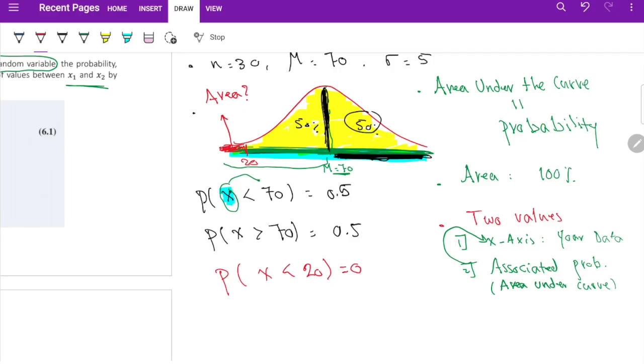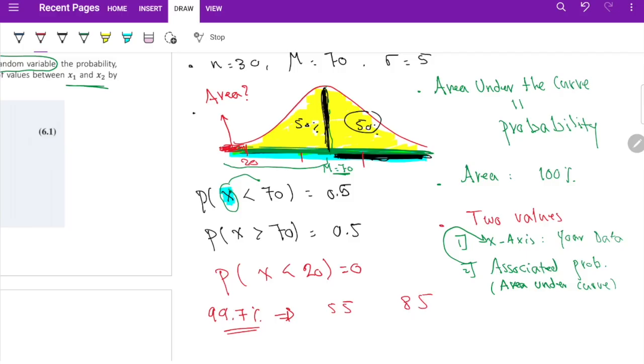Why? How did I know? I used the empirical rule. Do you remember this one? Because we know that within one standard deviation we're going to have 68% of the data. So 68% of the data is going to be within one standard deviation of the mean, so between 65 and 75 you have 68%. And we know that 99% of the data is going to be within 3 standard deviations. So I know for sure that most of the data is going to be between 55 and 85.